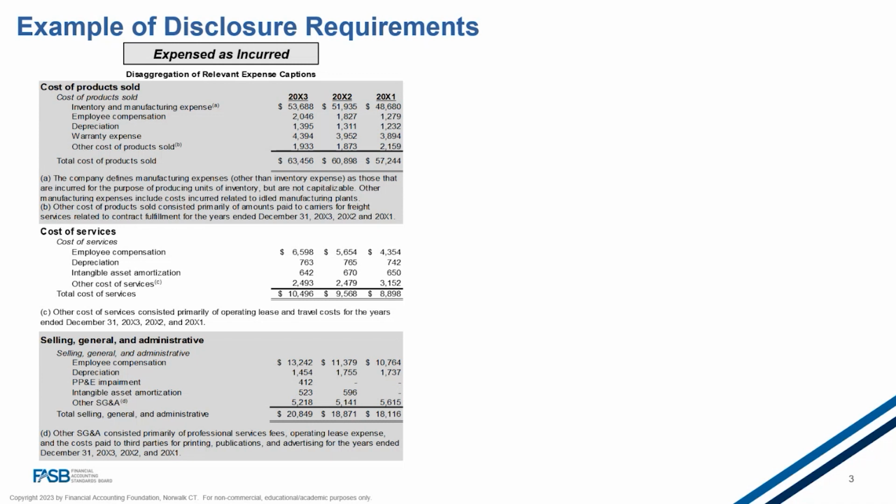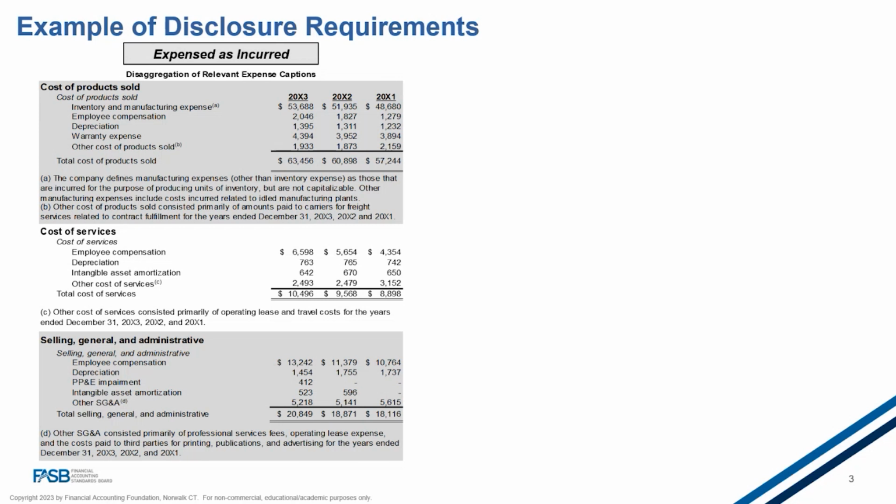The next slide shows the disaggregation of expense amounts for each of the required categories discussed on the previous slide that are included in cost of products sold, cost of services, and SG&A. Today, depreciation and amortization are each required to be disclosed in total, but there is no requirement to disclose the amount of those expenses that are included in each caption presented on the face of the income statement. Additionally, there is no requirement to disclose total employee compensation expense or inventory and manufacturing expense.